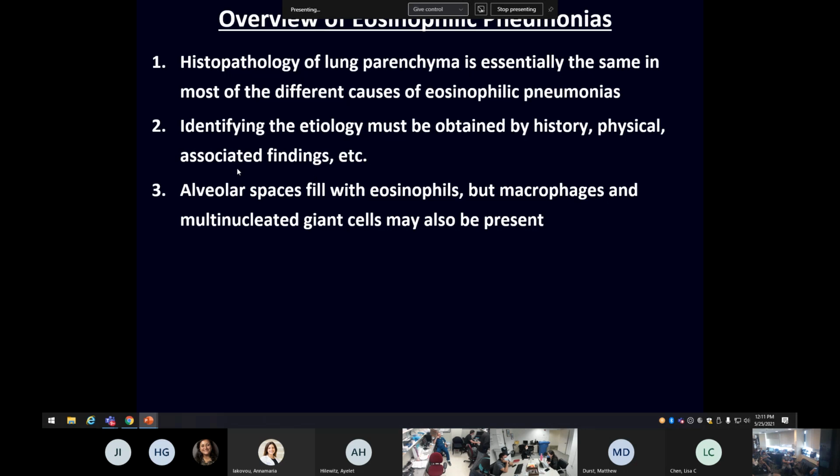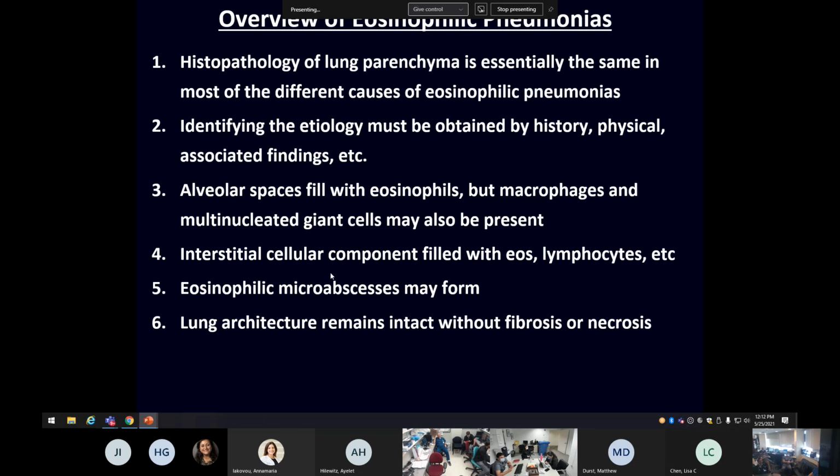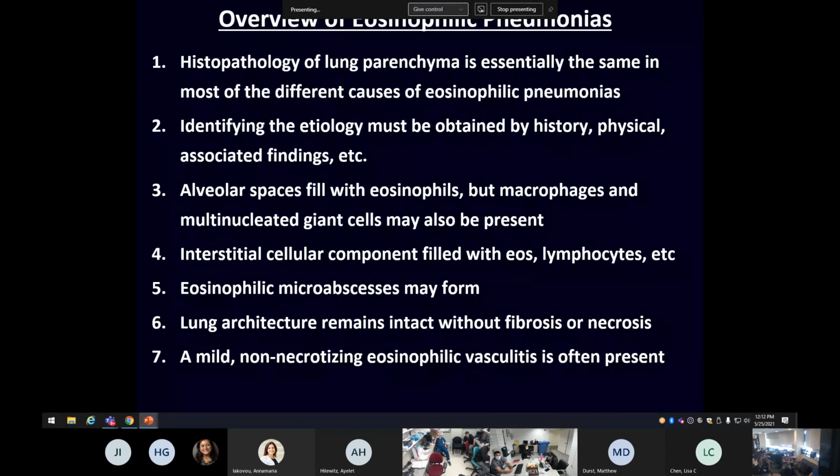And at a pathologic or histopathologic level, the alveolar space is filled with eosinophils, but you can also have macrophages, multinucleated giant cells, and an interstitial cellular component that is present as well. And then you'll see, I don't know if this comes up on the boards, but you can have eosinophilic microabscesses. And in the majority of cases, like we said, and this is very important, the lung architecture remains intact without fibrosis or necrosis, except in some of the chronic conditions, ACEP and EGPA being the most prominent.